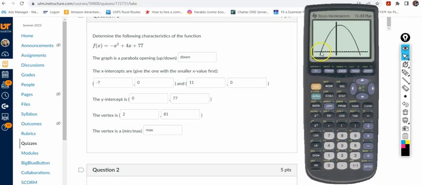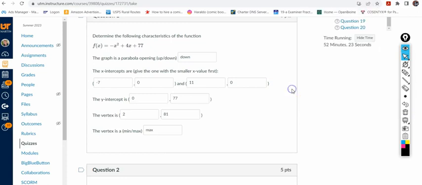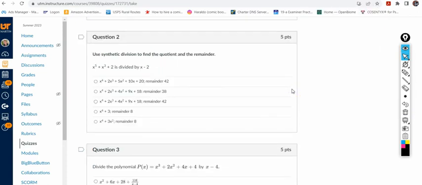Okay, so we can see we've got an x-intercept at negative 7 and one at positive 11, and a y-intercept at 0, 77, and the vertex is going to be at 2, 81, so that's looking good. All right, so I'm happy with that answer. All right, so let's go on to the next question.